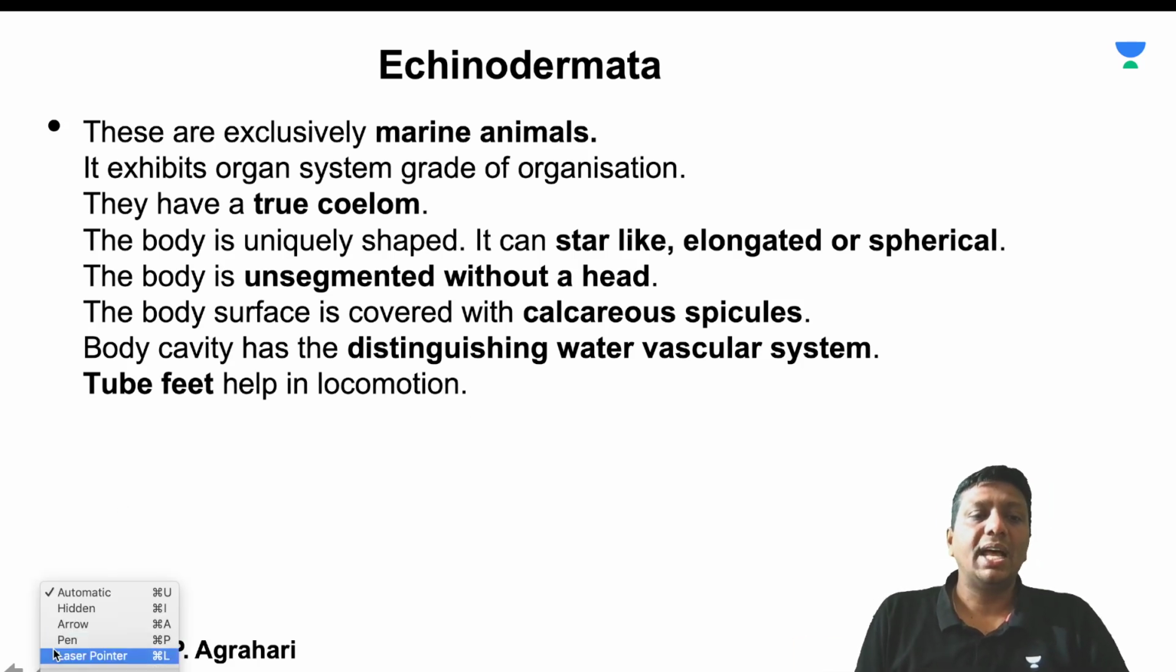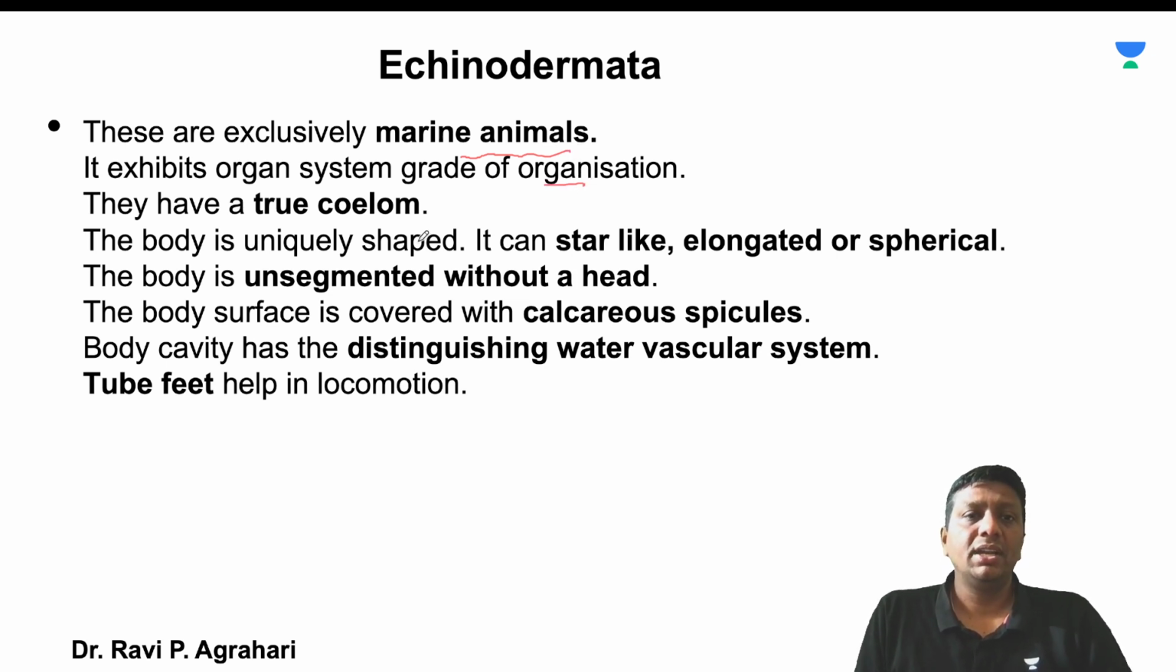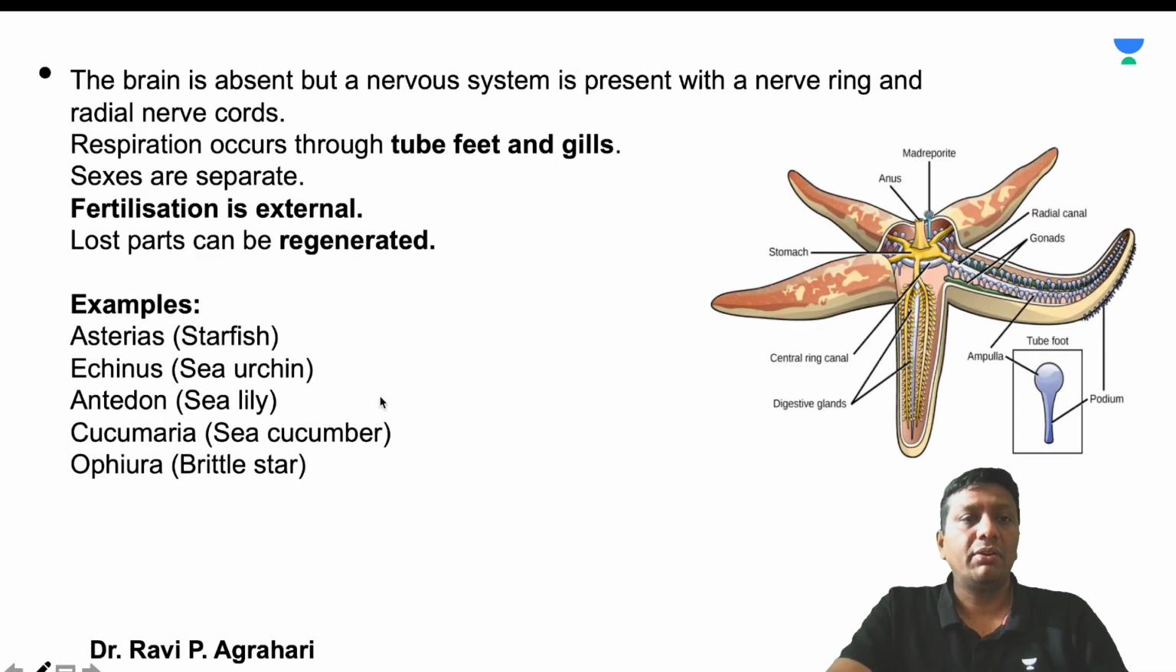And one more, the last one, is the echinoderms. Echinoderms are mostly marine animals. They exhibit the organ system grade. True coelom is there. The body is star-like or elongated, spherical, unsegmented, without a head. Calcareous spicules are there. A distinguishing water vascular system and tube feet for locomotion are features of echinoderms.